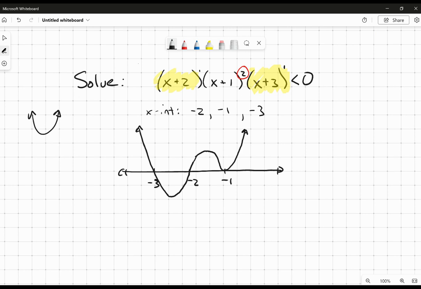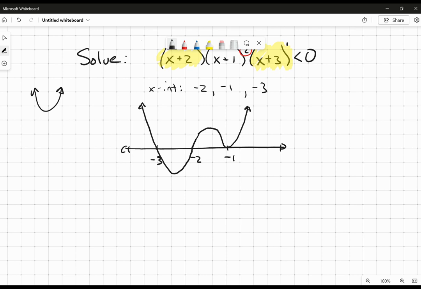That actually makes a bit of sense here. When I get close to -1, my graph is getting close to 0. But I'm going to square the results. So whether I'm to the left of it, where my answer is a little bit negative, or to the right, where it's a little bit positive, I'm going to square the results, and it's going to become positive there on either side. So now the question is, where is my function less than 0? Well, it's going to be less than 0 here. And that's it.